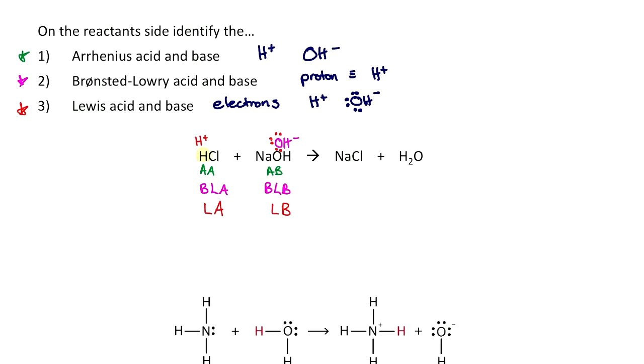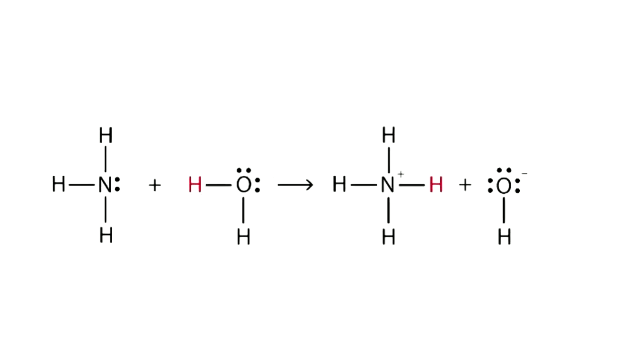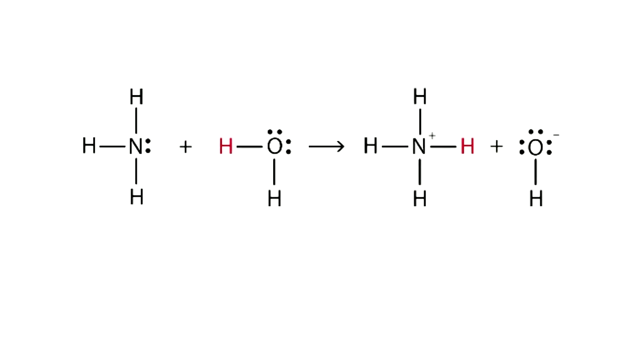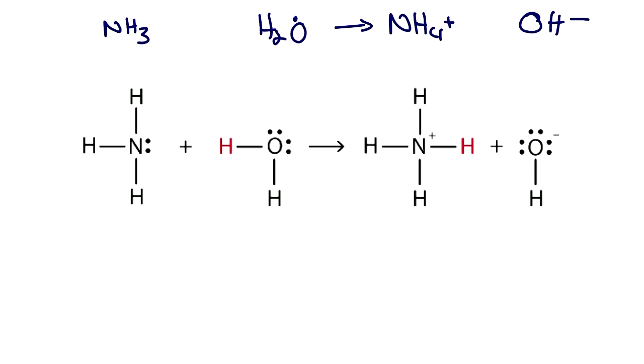So if you see here, of all of our three definitions, HCl is an acid in all three of them. Sodium hydroxide is a base in all three of them. It's just that we're thinking about it differently. All right, so let's look at this reaction. This is a reaction between ammonia and water to make NH4 plus and hydroxide. That's what it looks like is happening. I'll draw those lone pairs on there because it'll probably be important.